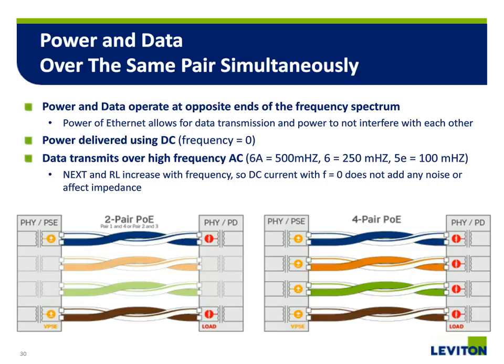So data transmits over AC frequencies. 6A is 500 megahertz, 5E is 100 megahertz. With DC, the frequency is zero. So the takeaway is there really should not be any concerns about running power over the same cabling as the data. And these are some of the things that the TIA standards, TSB 184, is going to be coming out with, saying, we've done the test. You can run PoE over these cables under these conditions, and you'll still maintain compliance with the category standard.